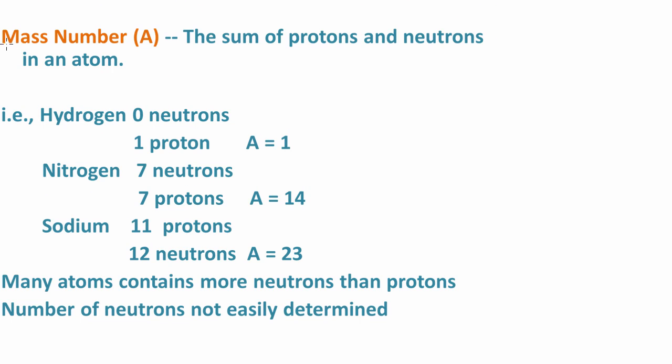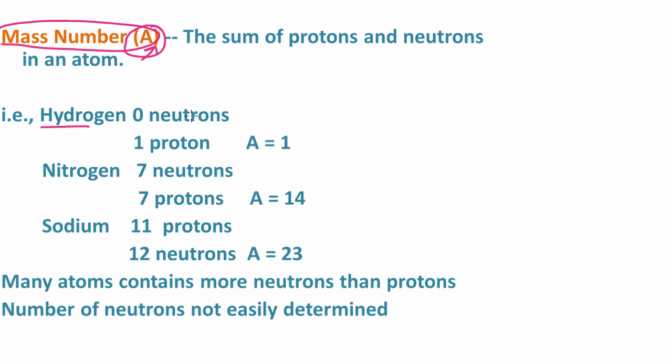Now there's another number called the mass number that's represented by an uppercase A. And that gives us the sum of protons and neutrons in an atom. So A is always a whole number. I will tell you right now, the atomic masses on the periodic table do not correspond to A. Okay? So let's take a look here.